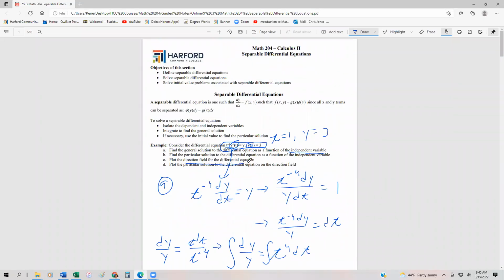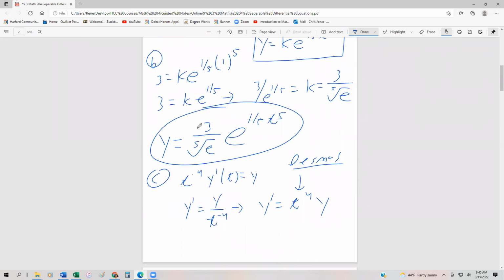If you look back at our instructions, it says to be able to plot the direction field or the slope field for this. And then finally, we're going to plot the particular solution on the direction field. And the particular solution was 3 over 5th root of e to the 1/5 t to the 5th. All right, so we're just going to plot this function on that slope field.